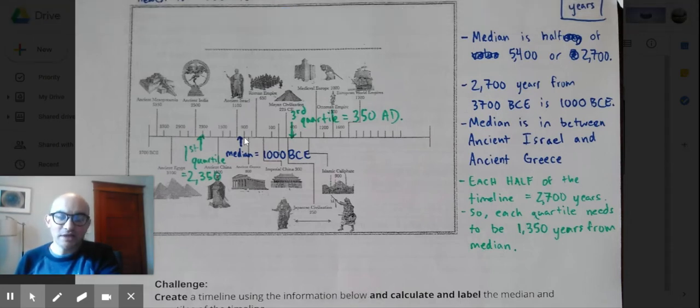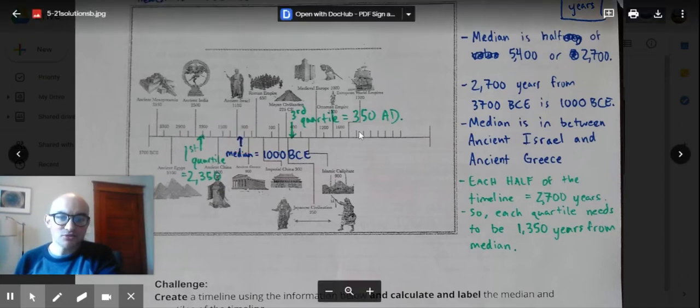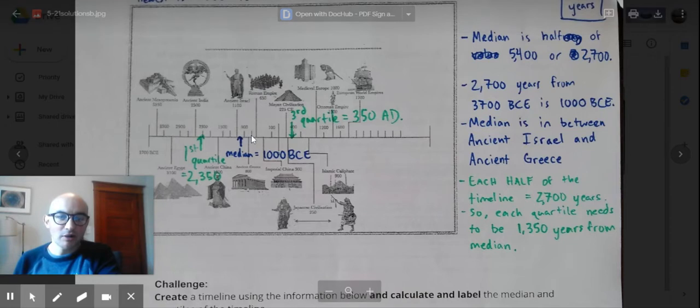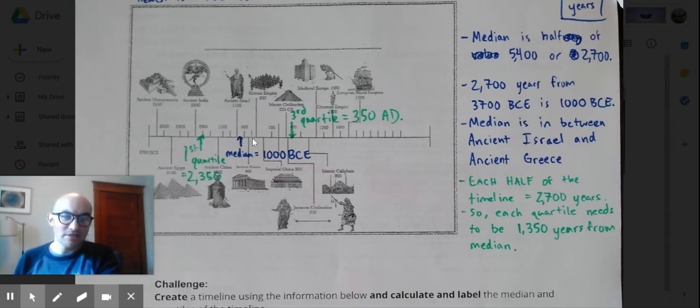And then the third quartile, it's the same concept. I'm looking only at the numbers from the median to 1700 AD. So from the median, I need to go up 1,350 years. But remember, I'm going from BC to AD. So remember, it said this on the problem: you have to combine your math skills and your social studies understanding. So we're going from 1000 BCE, adding 1,350 years.